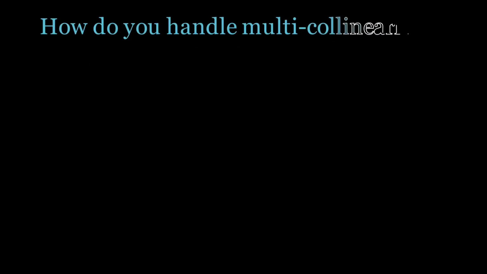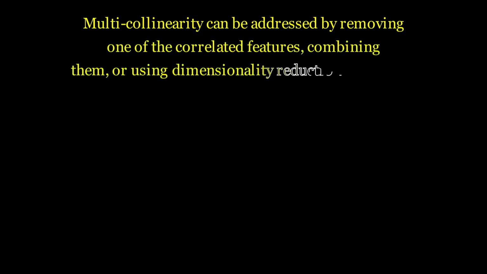How do you handle multicollinearity in a dataset? Multicollinearity can be addressed by removing one of the correlated features, combining them, or using dimensionality reduction techniques like PCA.